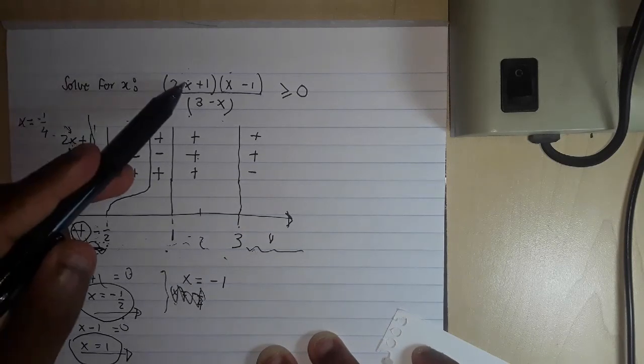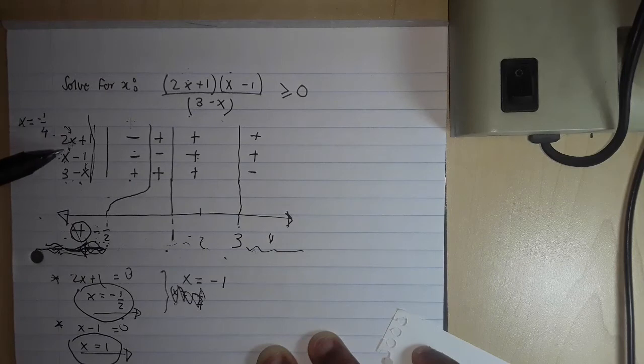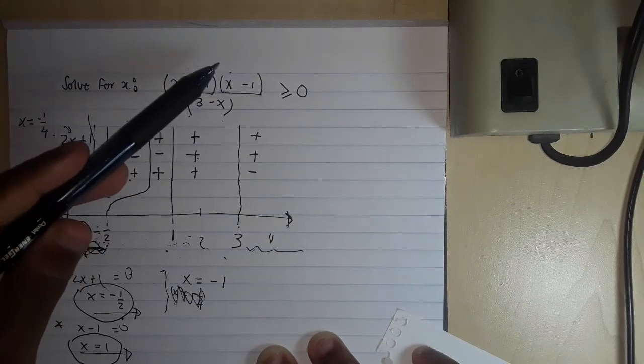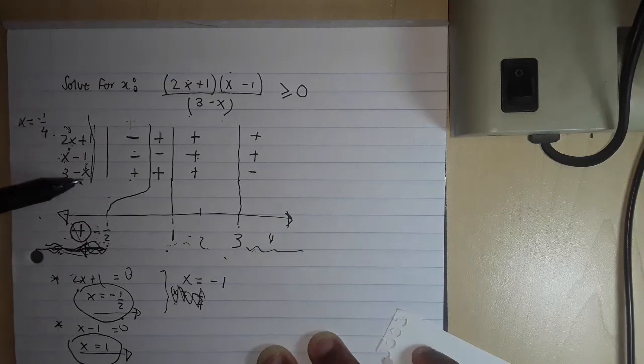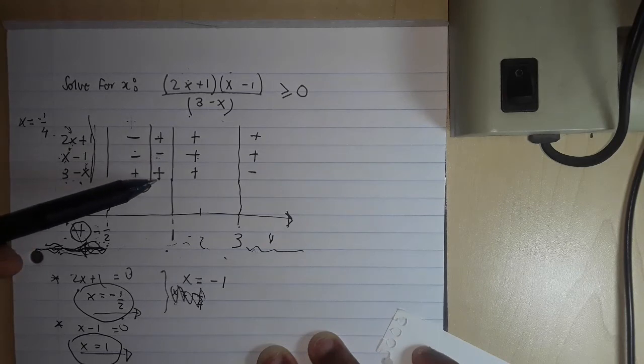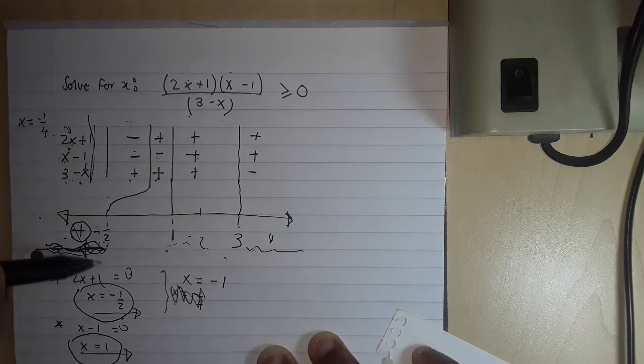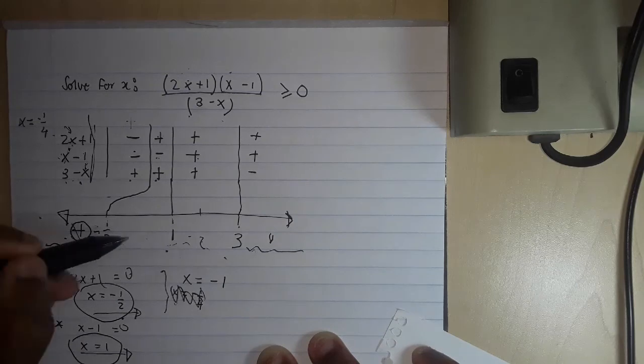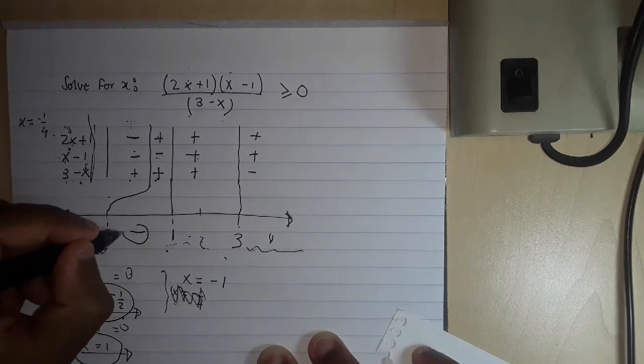Let's see what happens here. We have for 2x plus 1, a positive value. For x minus 1, we have a negative value. And for 3 minus x, we have a positive value. So a positive times a negative is a negative, and a negative divided by a positive is a negative. So between these values, between minus a half and 1, it's going to be a negative value.